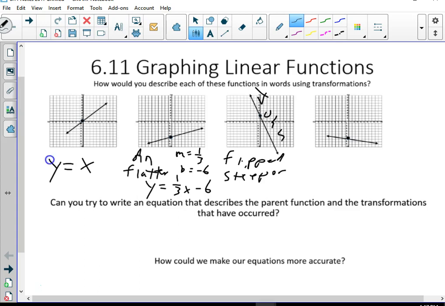Also, look at the dot. What happened to the dot from the original? It's moved up, right? So this actually looks like it's going to go through 2. And the slope looks like 1, 2, 3. Looks like -3x plus 2.